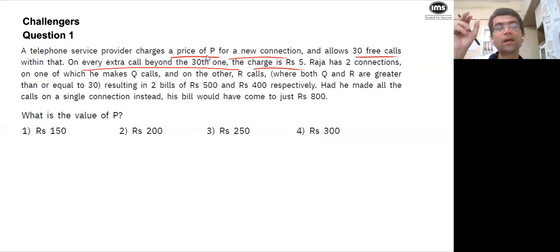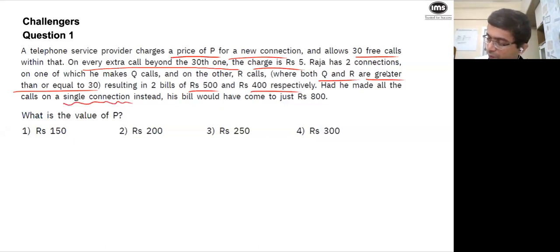both Q and R are greater than or equal to 30. So both Q and R are greater than or equal to 30, which means some calls are definitely going to be chargeable, right? He will exceed the free call limit, which is 30. He will exhaust 30 free calls, resulting in 2 bills of 500 and 400 respectively. Had he made all calls from a single connection, his bill would have been just 800.